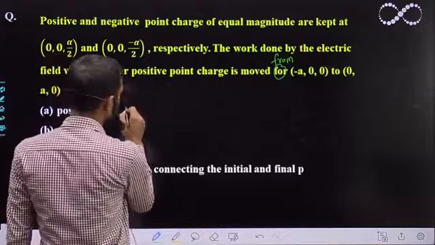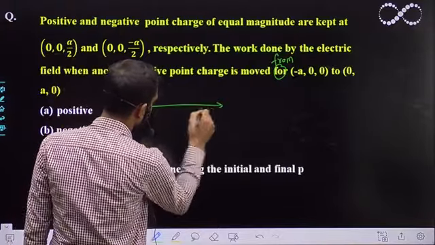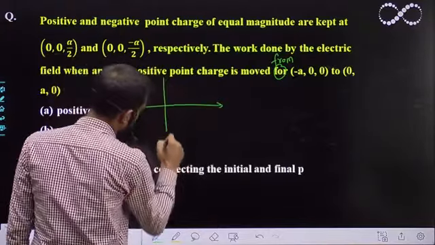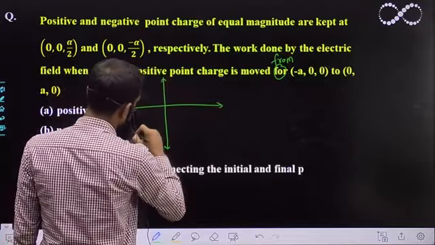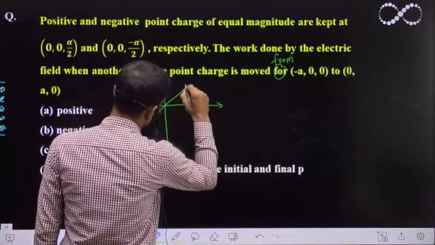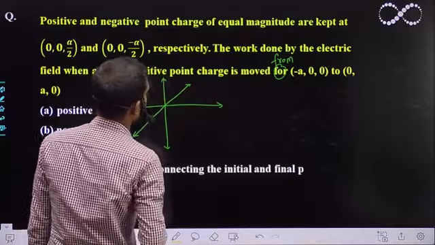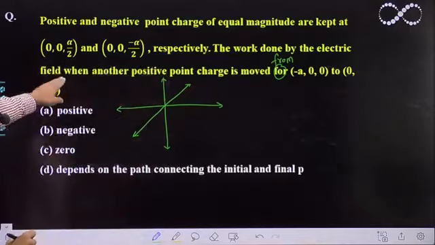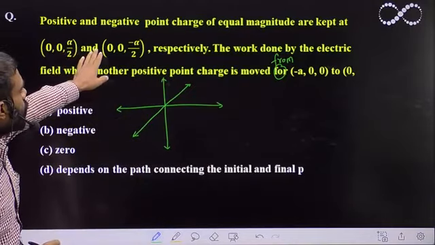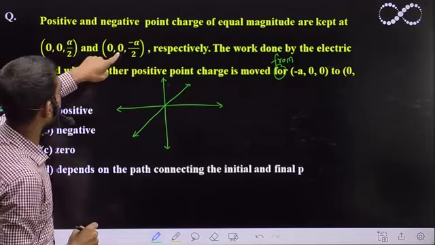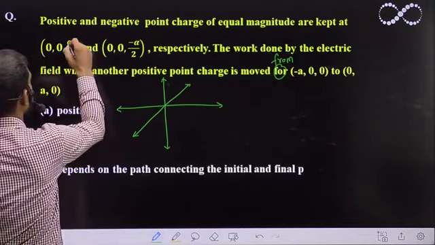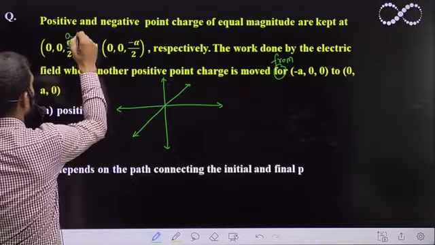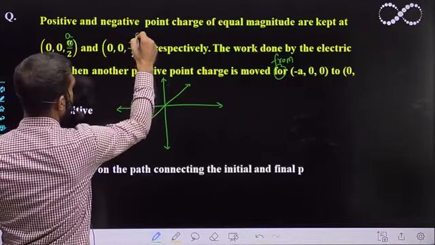Okay, so I'm making the diagram here. This is your x axis, let us call this your y axis, and this becomes your z axis, let us assume. On the z axis the charges of equal magnitude are kept at these points. Mind it, this distance is also A and this is also A.